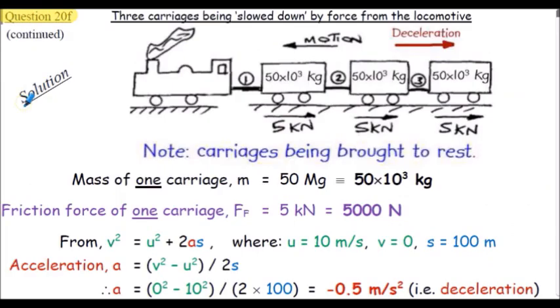Question 20F, here's the solution. This is for 3 carriages being slowed down by the force from the locomotive. So firstly I've used an equation of motion, given the parameters in the question, to find the deceleration. So it's a negative acceleration here.